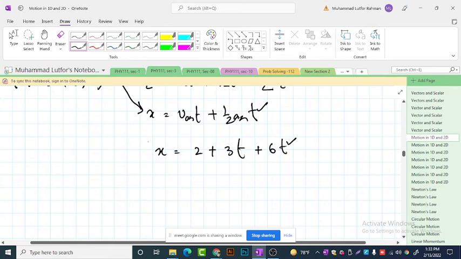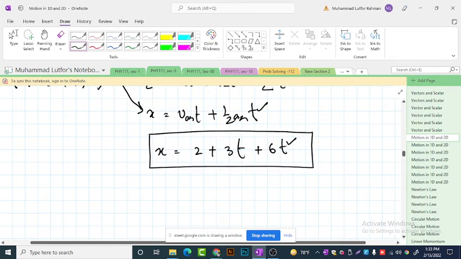Can anyone tell me whether the particle moves at a constant velocity or constant acceleration or neither? Sir, it will be constant acceleration. It would be constant acceleration. It will be constant acceleration. Why is it so? If I find the second derivative of x, it would be only 6.